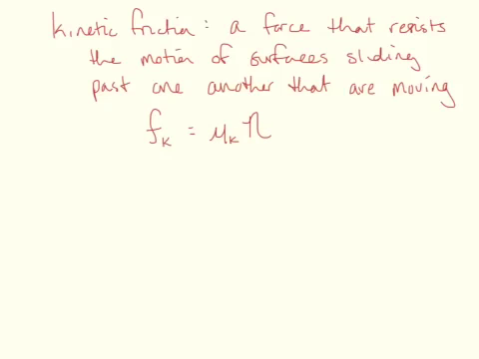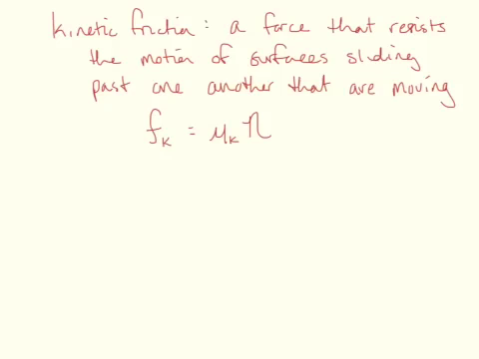So once again, the force of friction depends on the quality of the two surfaces, how smooth or rough they are, and how hard the surfaces are squished together. But this time we don't have a zero up to a maximum value. Fk will be a constant for those two surfaces, assuming they still have the same coefficient of kinetic friction and the same normal force pushing them together. So as soon as those surfaces are sliding past one another, that force of friction will be equal to mu k times N.